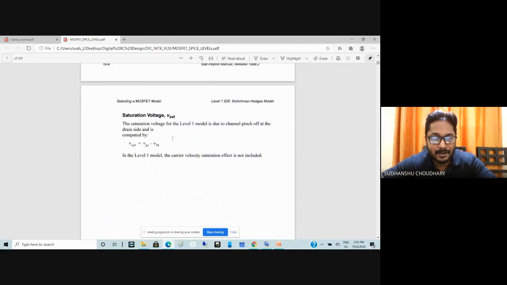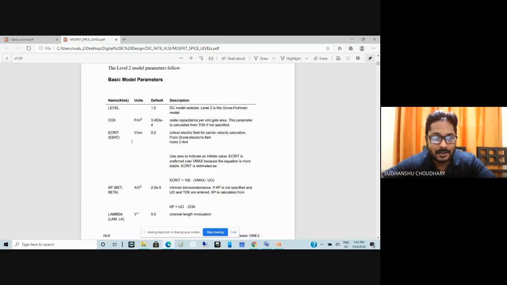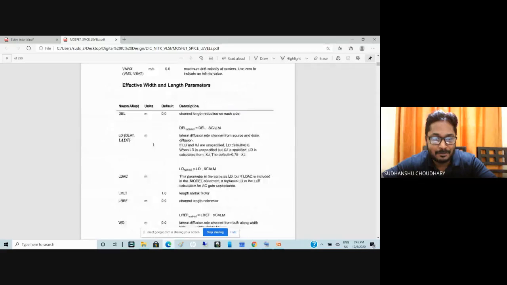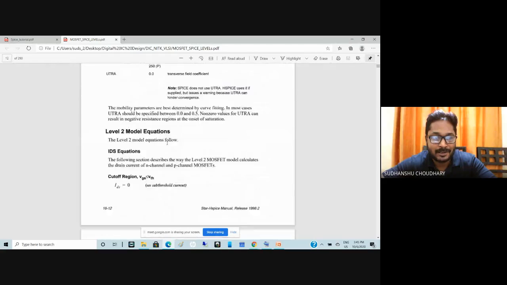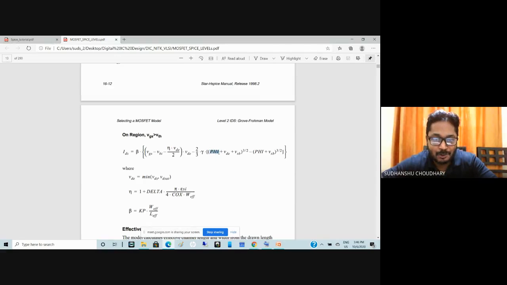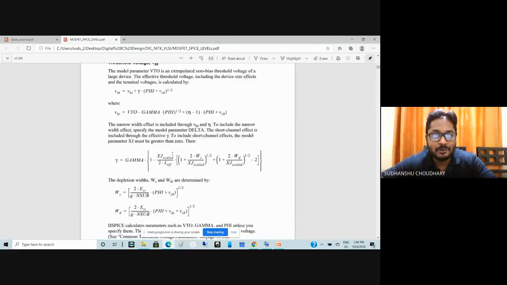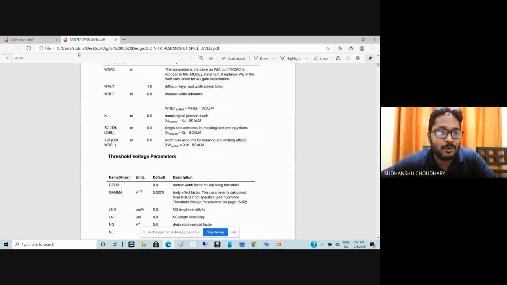Okay, then similarly, if I talk about Level 2, it is a more advanced model. Level 2 includes some other process parameters, and the current equation is also different, you will see. The current equation is a little bit bigger, and you have included phi here, that is the bulk junction potential, the potential at the bulk. So that is also included here.